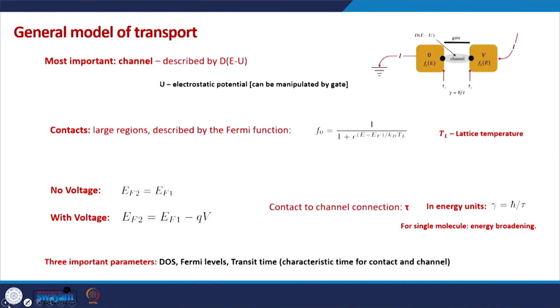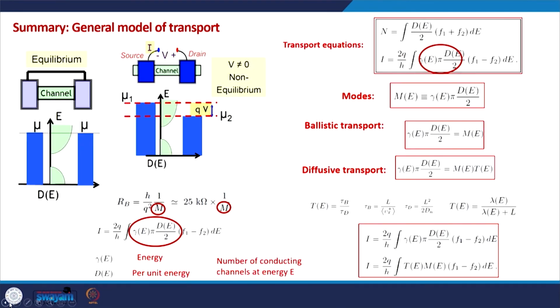Then we studied the general model of transport, which is actually a generalization of Landauer's model of transport, where the contacts are modeled by the Fermi functions and Fermi levels of the contacts, and the channel is modeled by the density of states. From this general model of transport, we could find out the IV characteristics, or the current and the steady state number of electrons. We also came across many new properties as well. For example, the number of modes in a device, and the broadening of energy levels, which is due to the finite lifetime of electrons in a system.